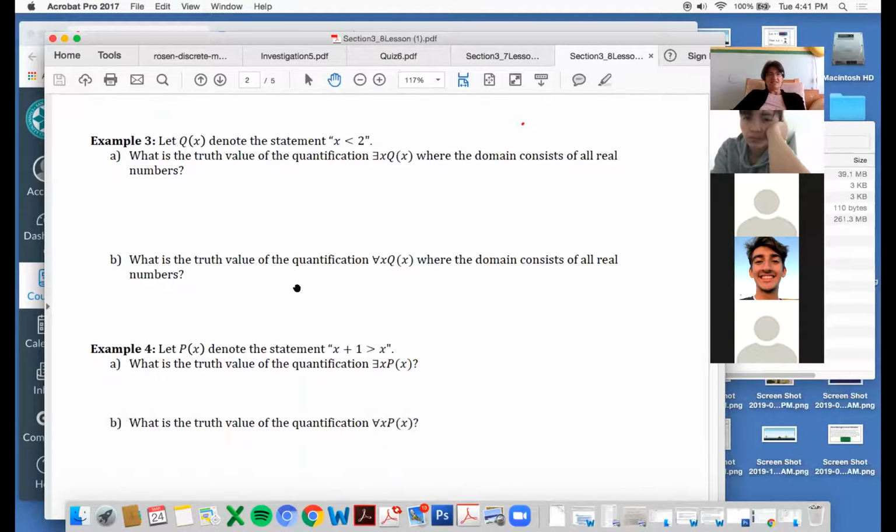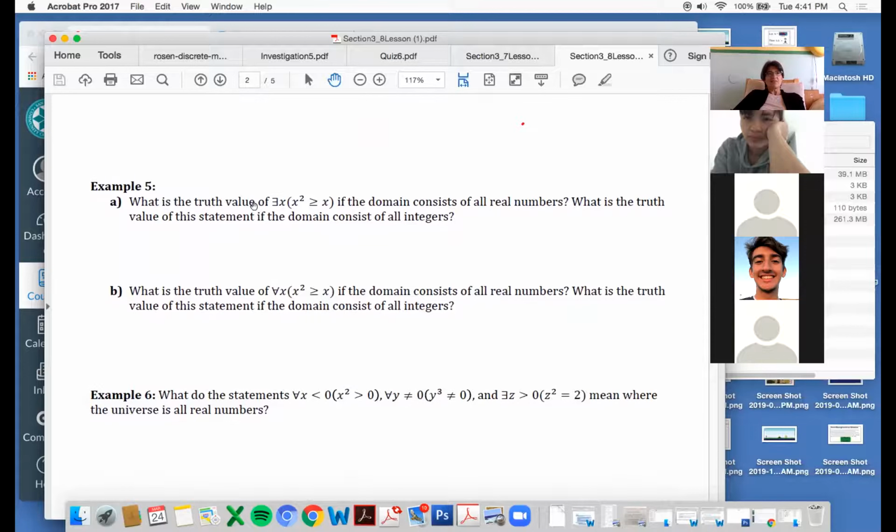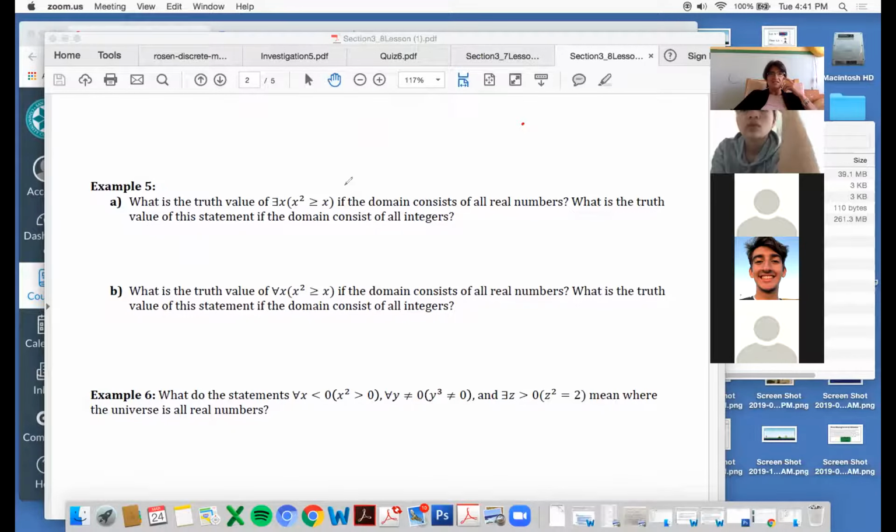All right, so let's see. These are the easier examples. Let me look at example 5. Example 5 says, what is the truth value of this statement if the domain consists of all real numbers? And then we're going to look at if the domain consists of the integers. This statement says that there exists a value of x such that x squared is bigger than x. So if I have my domain, or the universe, being the real numbers, let's see if this statement is true or not.